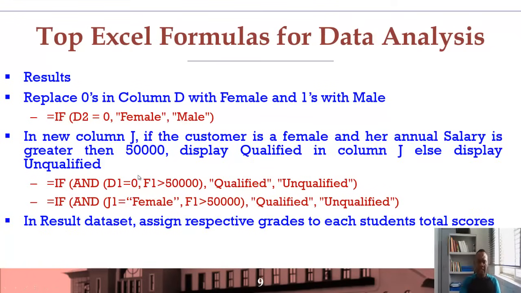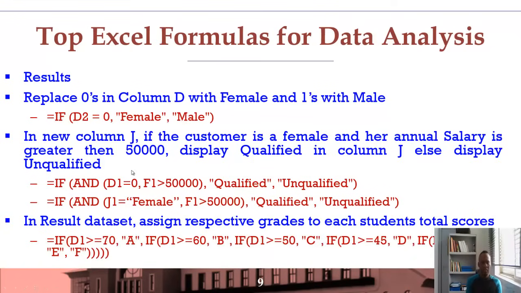Now, in the results data set, assign a grade to each student's total score. Now, take a look at the results. If D1 is greater or equal to 70, comma, result will be A. If D1 is greater or equal to 60, result should be B. If D1 is greater or equal to 50, result should be C. If D1 is greater or equal to 45, result should be D. If D1 is greater or equal to 40, result should be E. Any other result outside of this should be F. When we come across complex computation, let's use AI here.